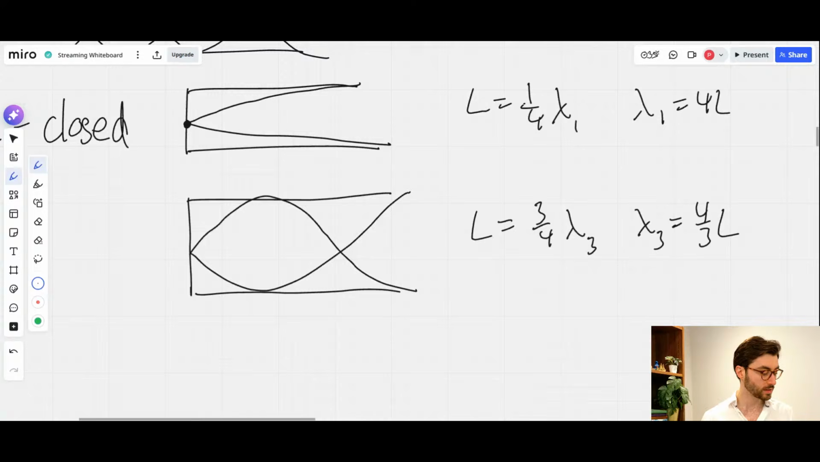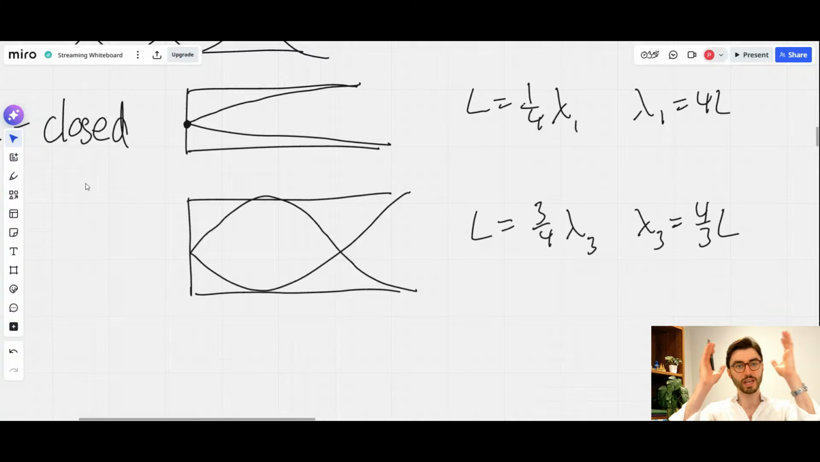And the final thing to talk about is, so this is one where what we're doing is we're keeping the situation, we're keeping L fixed, and we're varying the frequency or wavelength of the wave we're putting into it, and seeing which frequencies will give us harmonics.